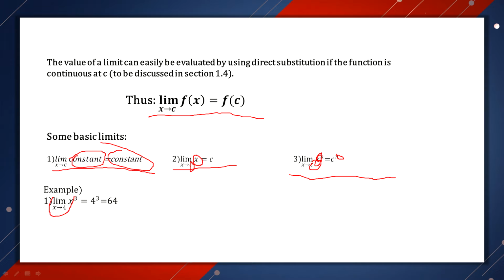Here are some examples. First, look at the question. Here it has a power of 3, so we can just use the third function, and we can get the answer like this. Second example: here is a constant, so we just get the constant, which is 23. Third example: here is x, so we just get c, which is 7, so the answer is 7.